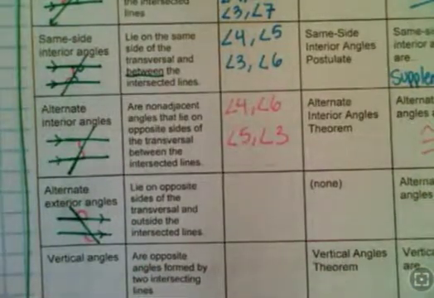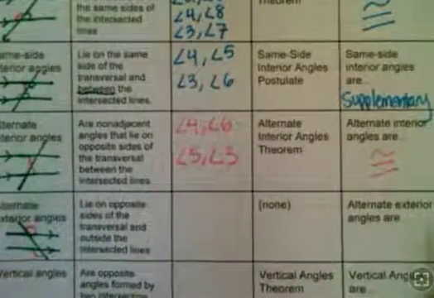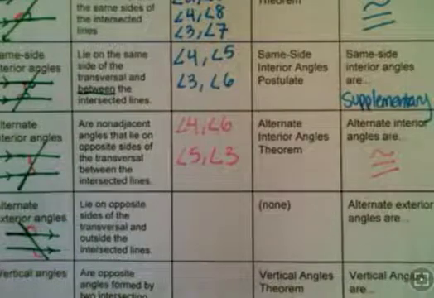So take a minute and see if you can figure out, there are two pairs of alternate exterior angles in the diagram above, so see if you can figure out what they are and then check back up here to see if you got them right.